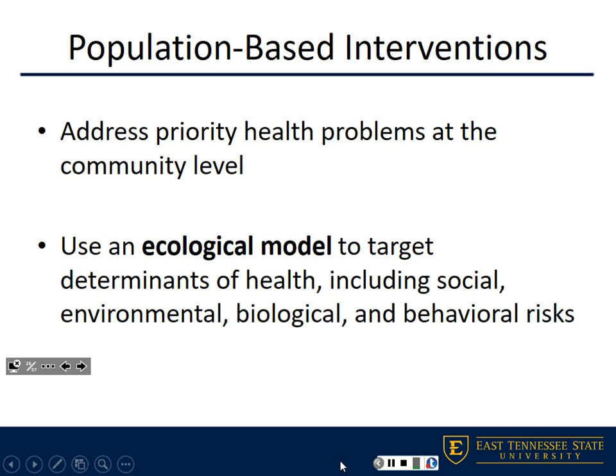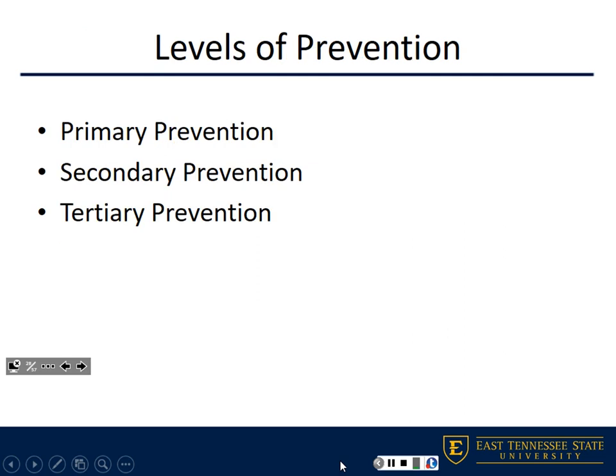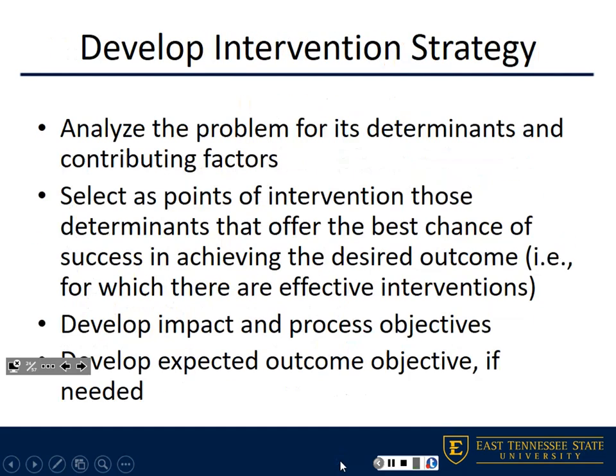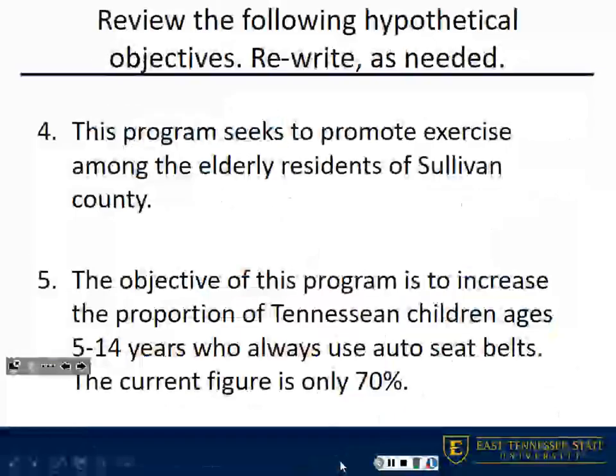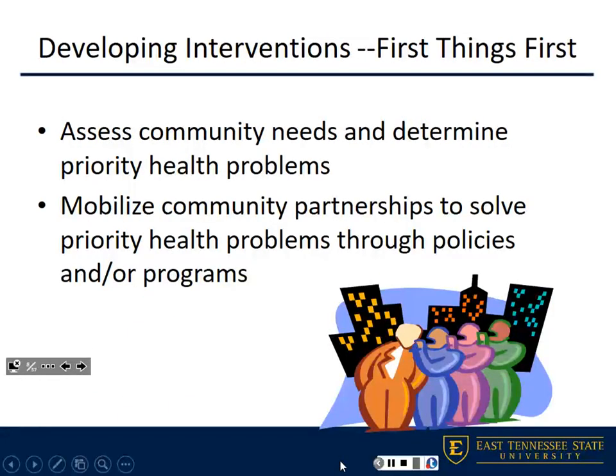So again, we already covered those slides. Population-based interventions address priority health problems at the community level. Clinical prevention, here are your examples, screening, counseling, all of the examples that you already provided. And then how those relate to primary, secondary, and tertiary prevention. Okay. Any questions about anything we've discussed so far? Determinants of health, types of interventions, levels of prevention.